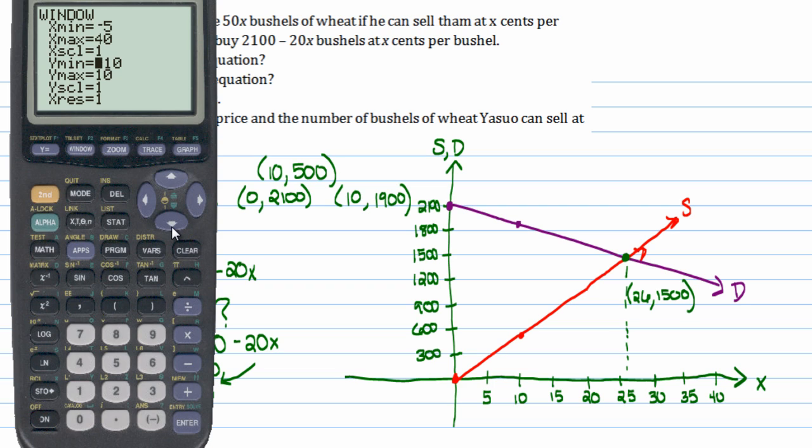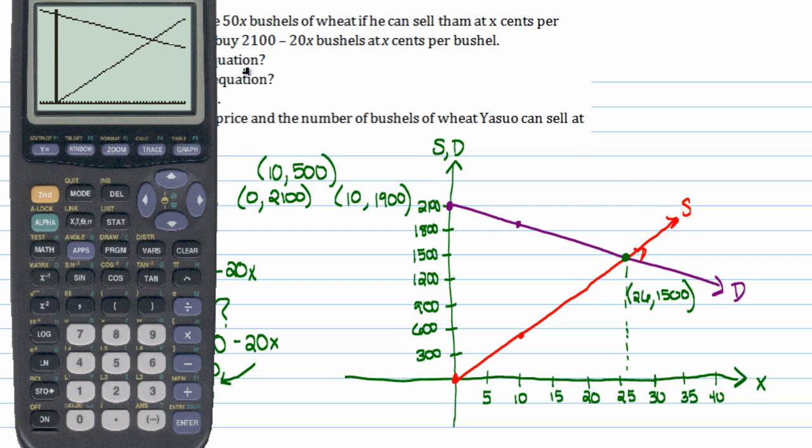Don't worry about the x scale for right now. The y minimum, I want it to be, well, let's go from -5. I just want a little airspace down below, that's why I put -5. All the way up to 2100. Actually, go to 2200. Just go a little airspace above. And hit graph. There's the first equation, that's the supply, and then there's the demand equation.